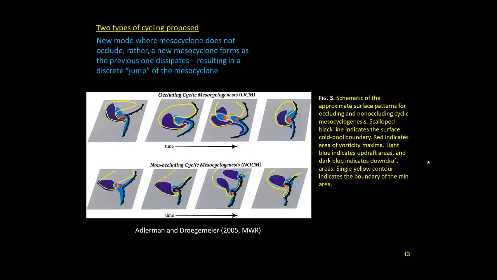And then, a few years later, Adlerman and Droegemeier were back at it again with some modeling studies. They had two key things that I gathered from the studies. The first one is that there are two types of cycling that they are proposing.